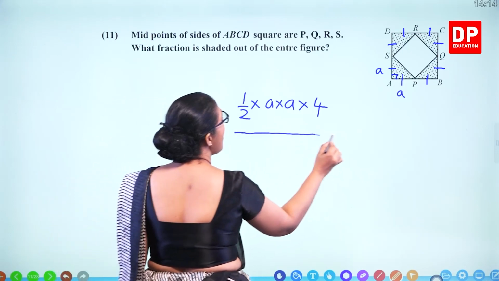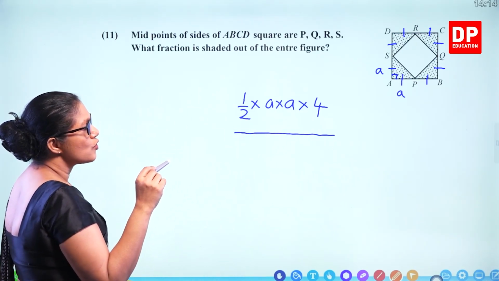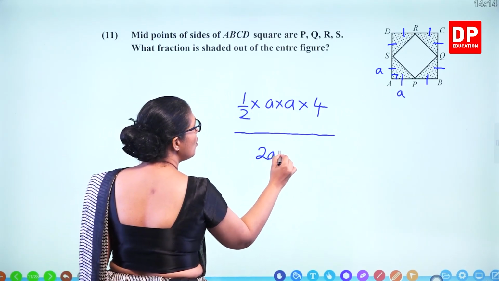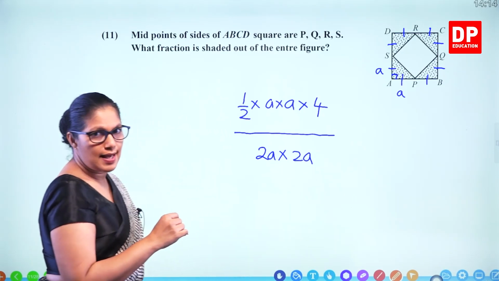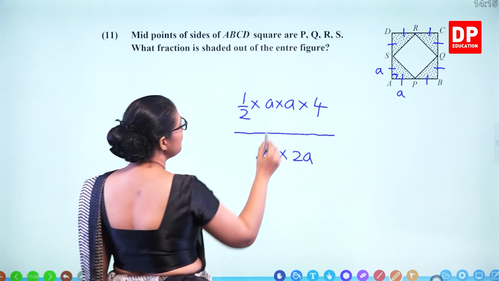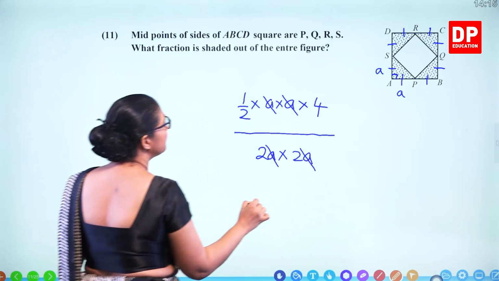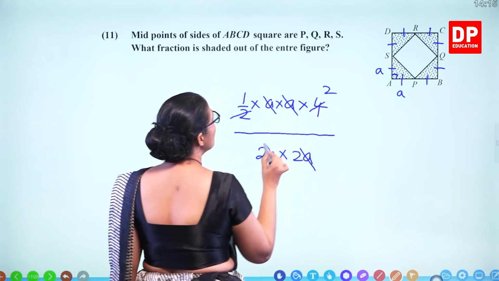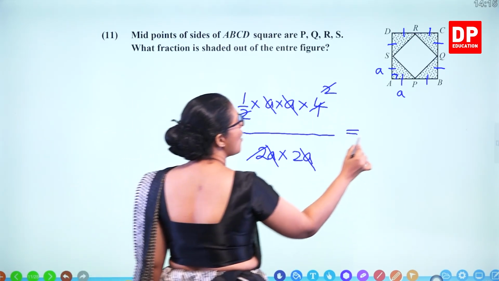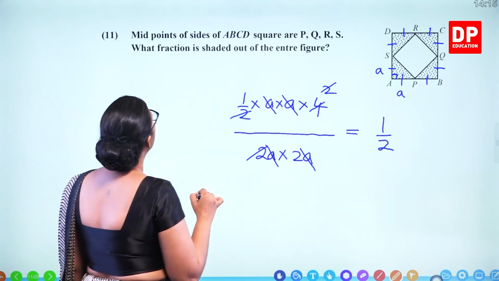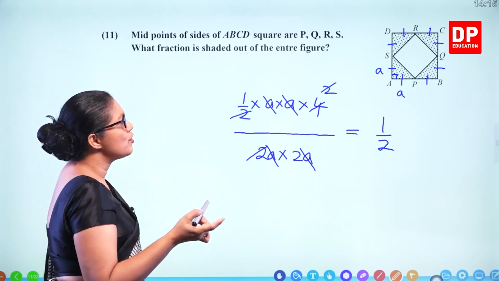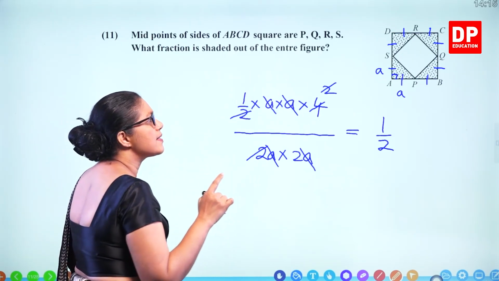And what's the area of the total square? This is A and this is A, 2A. So 2A into 2A, length into width, same length for a square. So now we can find out the fraction. The A's get cancelled out. This 2 and this 4, you get 2. So 2 over, and this 2 and this 2 get cancelled out. So you get half. So what fraction is shaded out of the entire figure? Half.